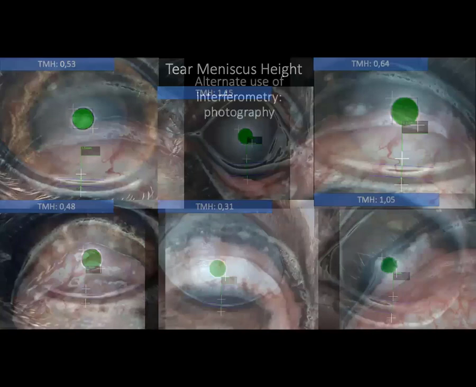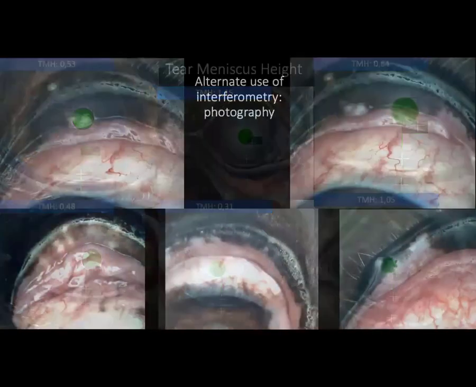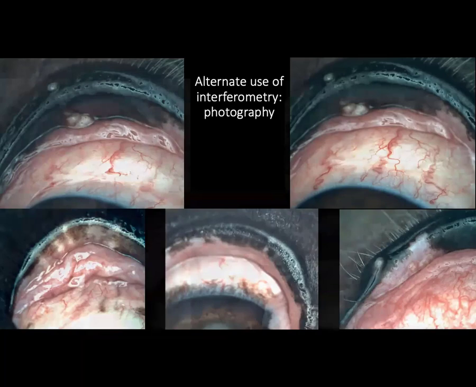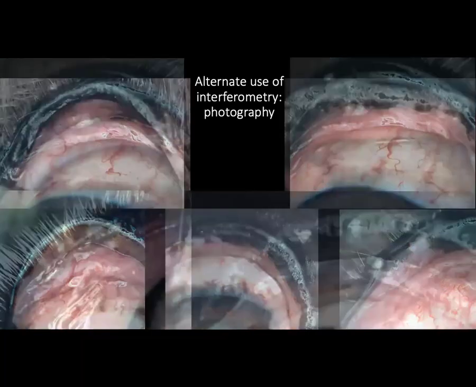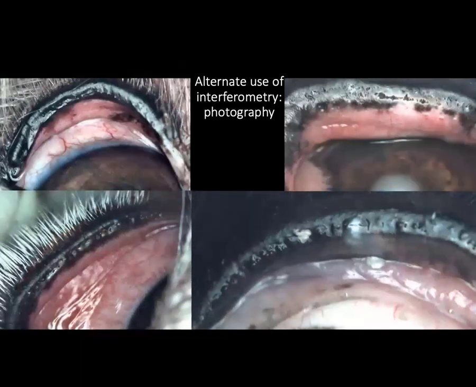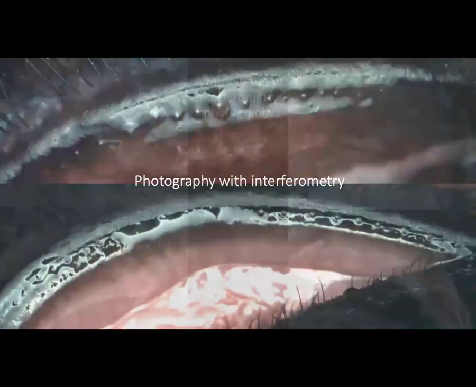Well, an alternate use of interferometry is photography. The instrument used to perform interferometry is also useful to make macro pictures to examine details of eyelids and ocular surface. We can make shots of meibomian gland ductal openings at the eyelid margin and document the occlusion. We can make shots of secreted lipids over the eyelid margin, like in these two pictures.